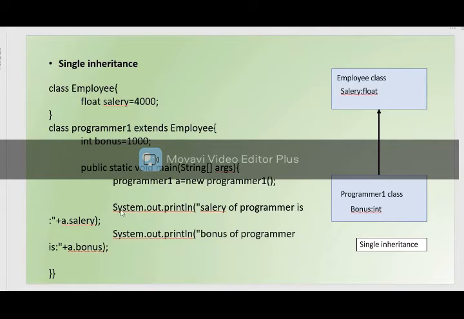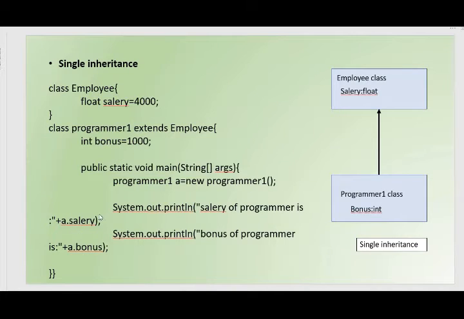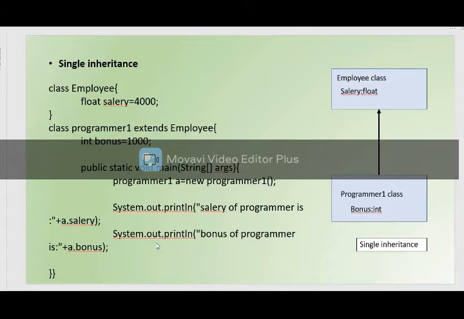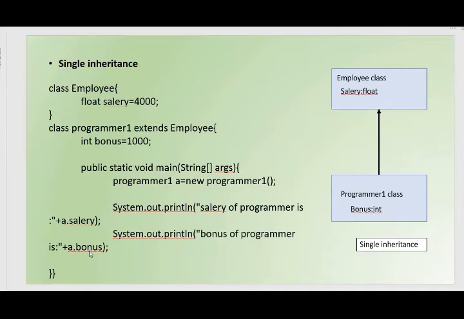Here you can see that there are two statements: System.out.println. Salary of the programmer: a is the name of the object. We call the salary variable using the a object. The salary variable is in the parent class. And the second one is the bonus of the programmer. We call the bonus attribute using the a object. The bonus attribute is in the programmer class, that is the subclass.